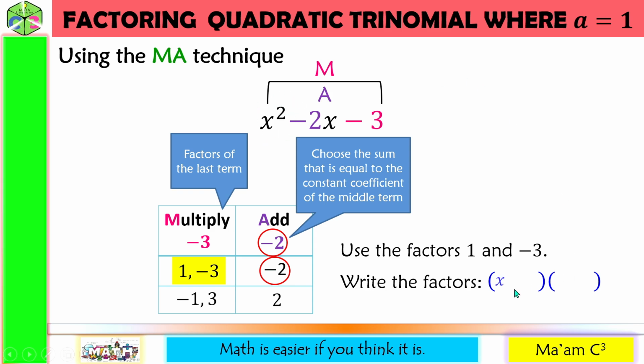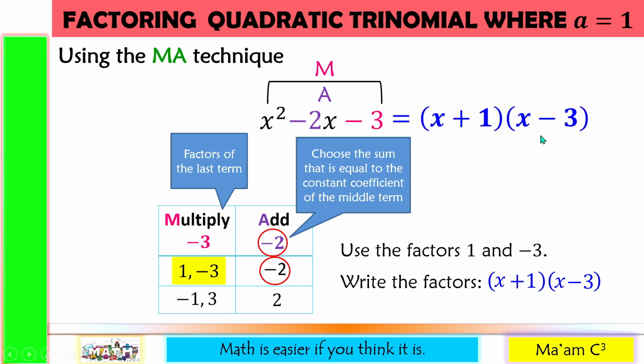I'm going to put one x here and another one here. For the remaining terms, I'll get it from my factors. This is positive 1, so plus 1. This is negative 3, so minus 3. This means the factored form of x squared minus 2x minus 3 is quantity x plus 1 times quantity x minus 3.